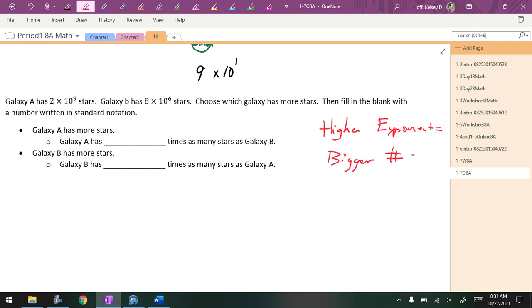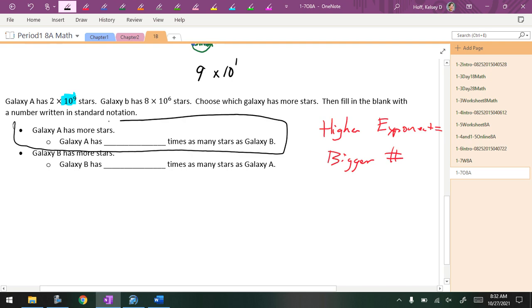Because when you get to this problem on your homework, you're going to say, I don't know how to do this. Okay, so knowing what Liana just told us, is galaxy A or galaxy B bigger? A, because I have 10 to the 9. So we would select this first one. It's like a multiple choice. Maybe we can circle that little dot right there.